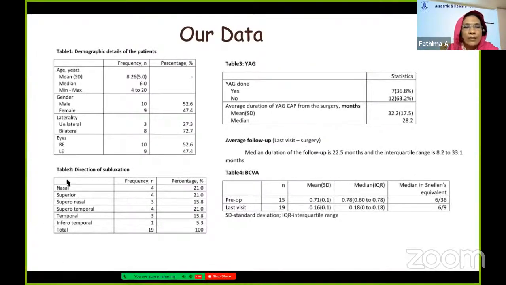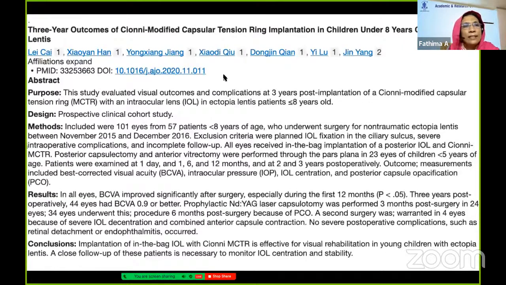We have seen all kinds of subluxation, and 7 cases required capsulotomy, and the best visual median value is 6/9 in the last follow-up, and average follow-up is 22.5 months. And again, in literature also, there is good result mentioned in 3 years outcome.